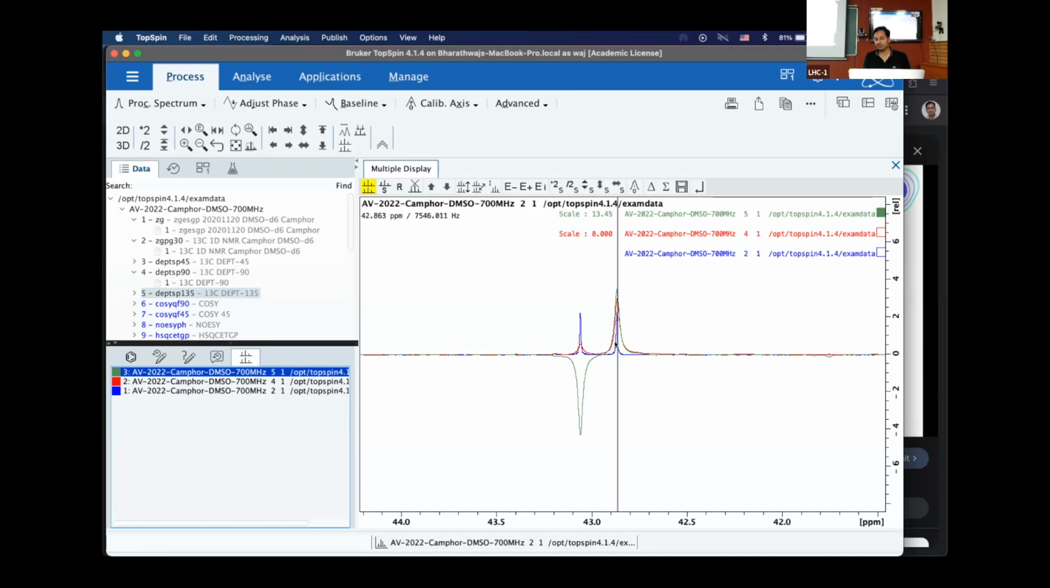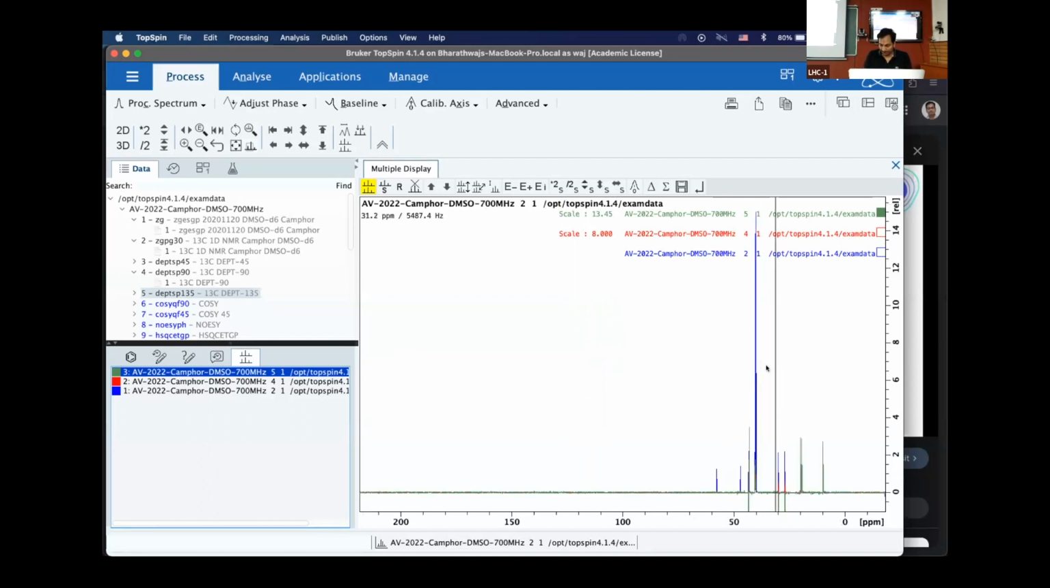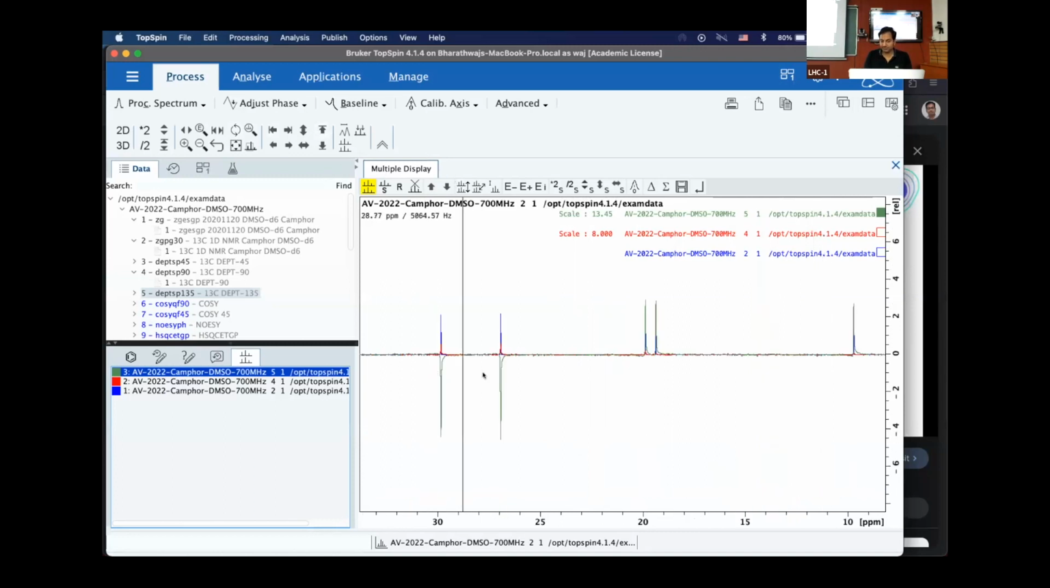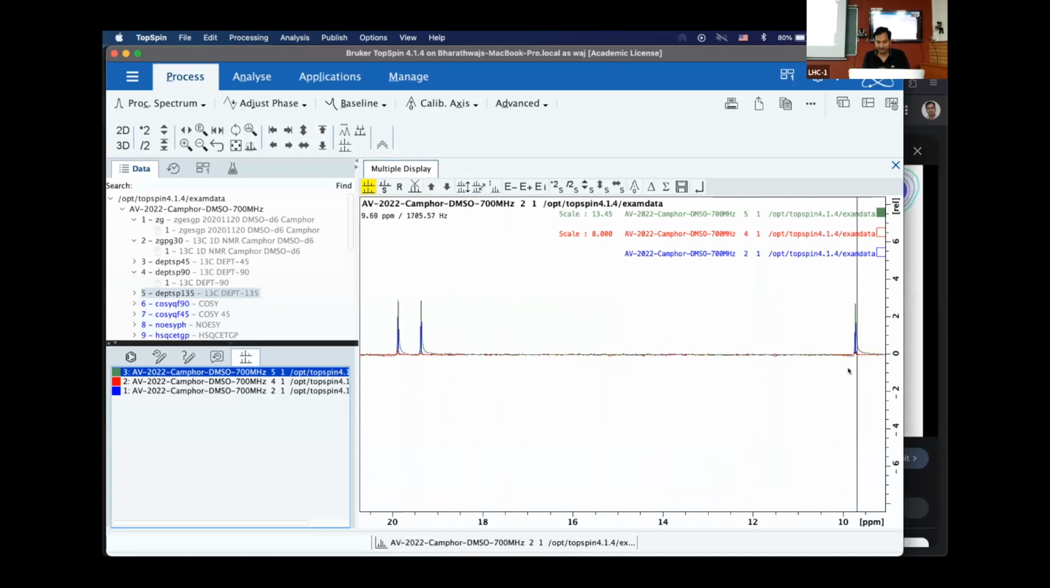You can phase it to positive. And you see the peak right next to it is negative. So that indicates this is a CH2, right? Now what you're also able to see here is that these two are also coming negative. These are also CH2s. And these three are coming positive, and that's not a surprise. It's a CH3, which we already know methyls are going to come upfield, and CH and CH3 will come positive.